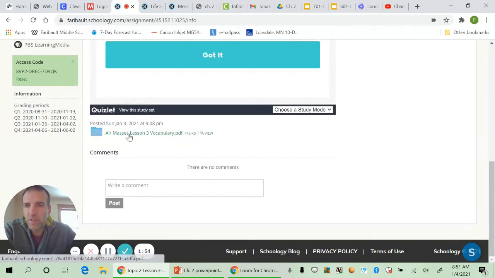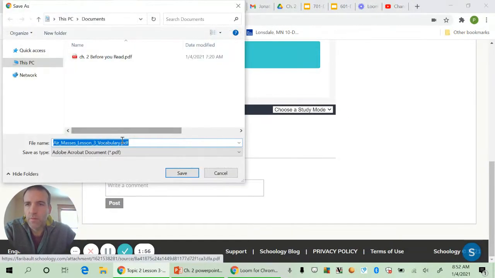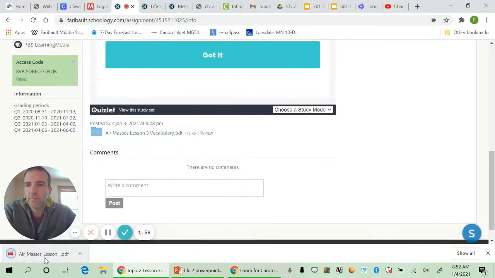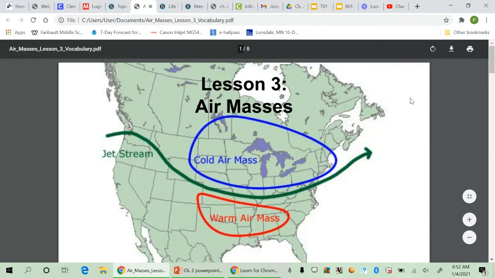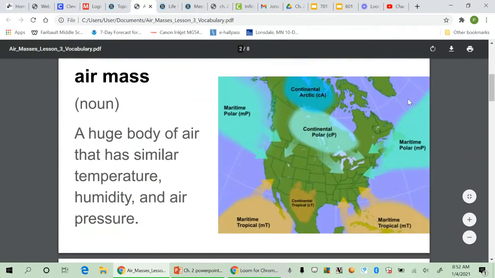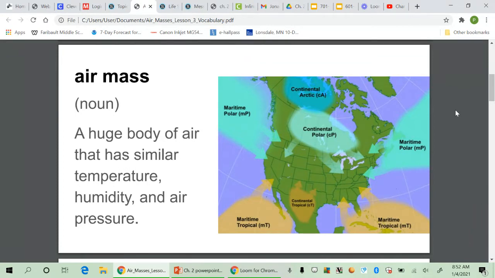So if you look at those vocabulary terms, again, this is the lesson about air masses. The first definition is for air mass. That's a huge body of air that has similar temperature, humidity, and air pressure.